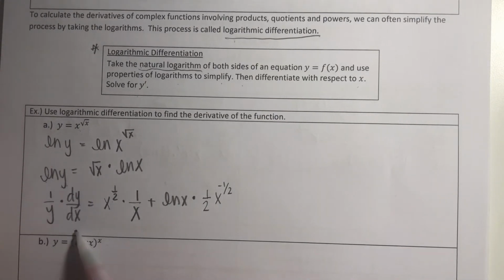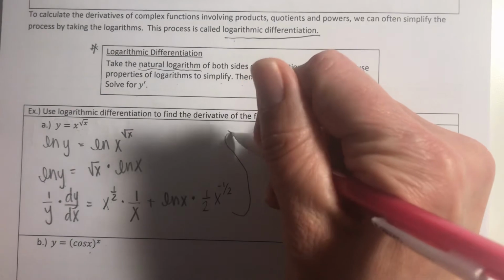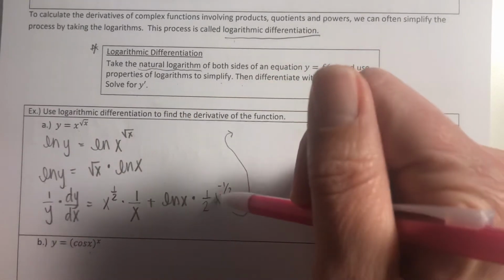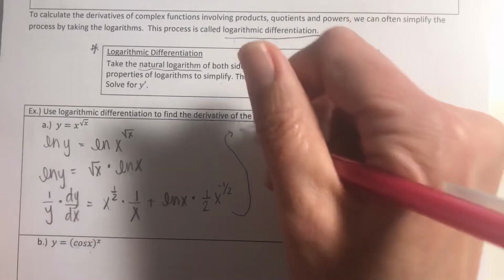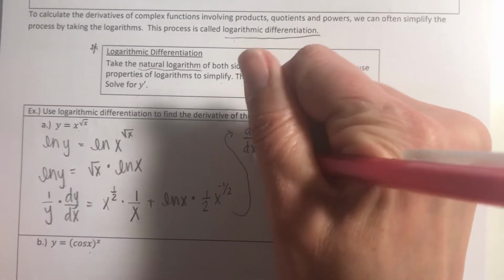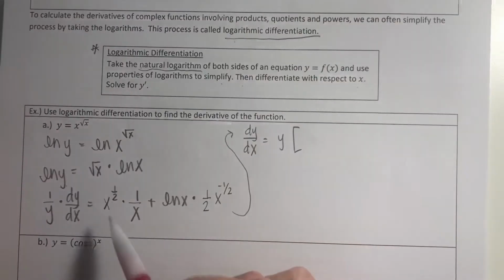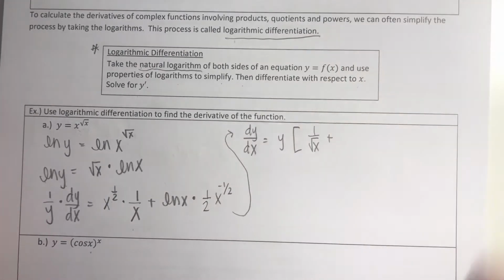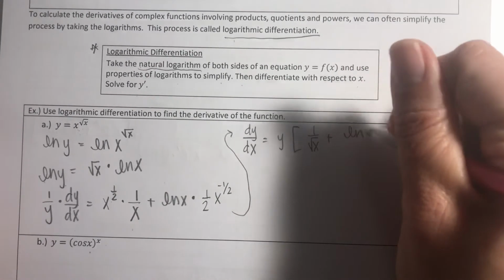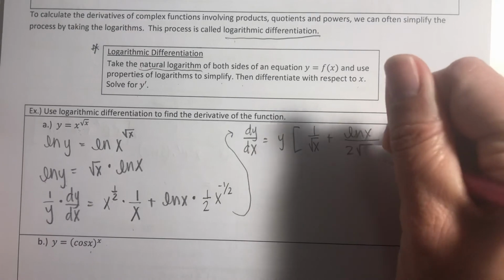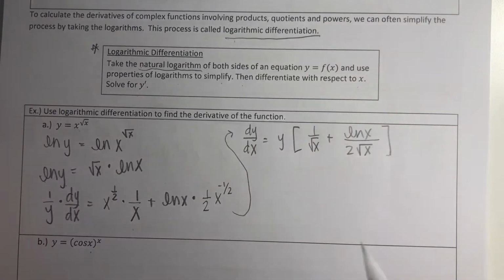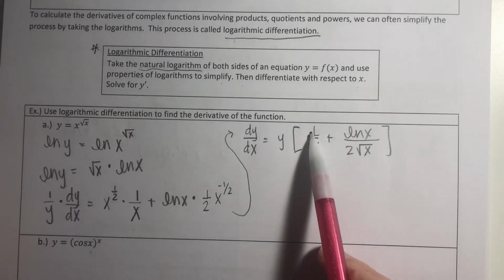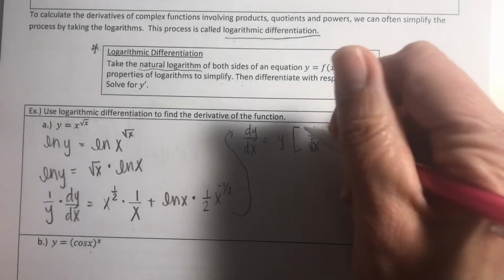And again, our whole goal is to get dy dx by itself. So rewriting this, we can multiply both sides of our equation and simplify this, but multiply both sides by y. So we're going to have dy dx is equal to y times, this is going to simplify to 1 over the square root of x plus ln of x over 2 times the square root of x. Since these have the same denominator almost, we can combine them if you multiply this first fraction by 2 over 2.